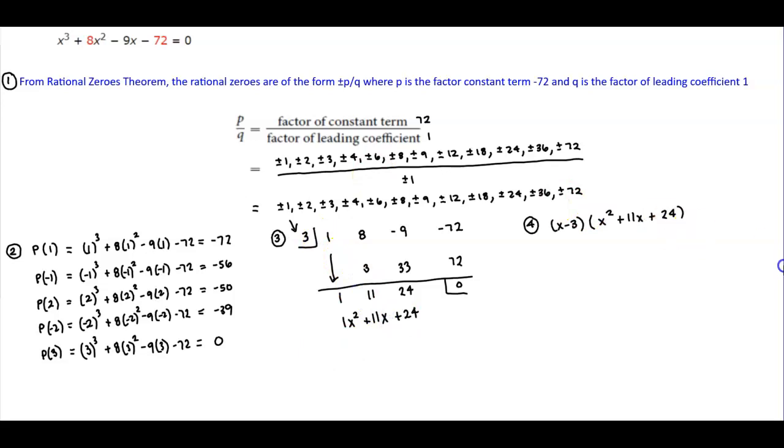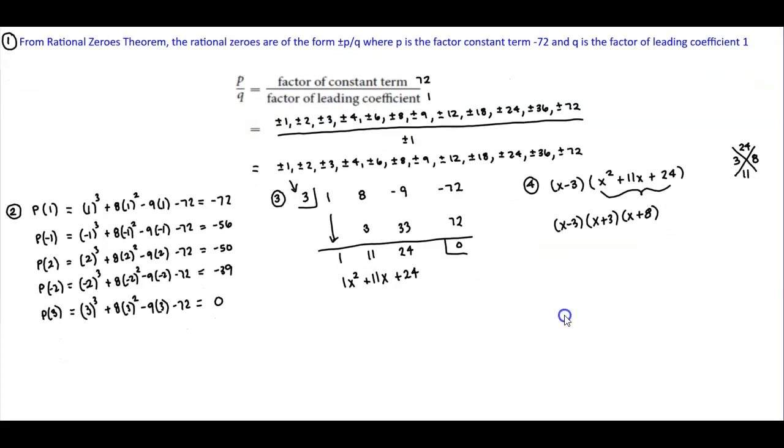Now we can factor this. We have 24, and then we have 11. So what two numbers can we multiply to get 24, and when we add them together, we get 11? Well, that's going to be positive 3 and positive 8. So therefore, this factors to be x minus 3 times x plus 3 times x plus 8.